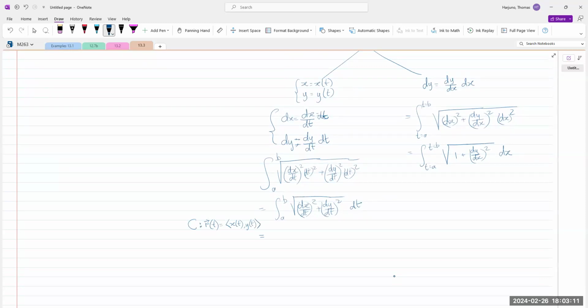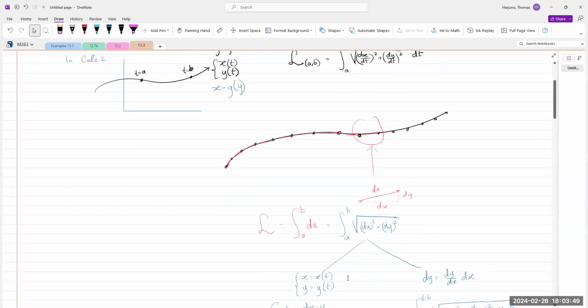Then we can use this notation now from A to B of the length of r prime t, right? Because r prime t is the vector function x prime t, y prime t, and the length of that r prime t is the square root of x prime squared plus y prime squared as a function of t. Okay, that's in 2 dimensions.